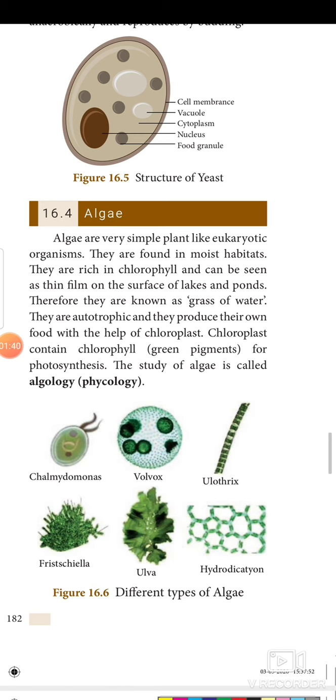Multicellular algae mostly form as filaments and branches, like thread. About the multicellular algae we are going to see later. Now in this lesson we are going to see a single-celled unicellular organism, that is Chlamydomonas.